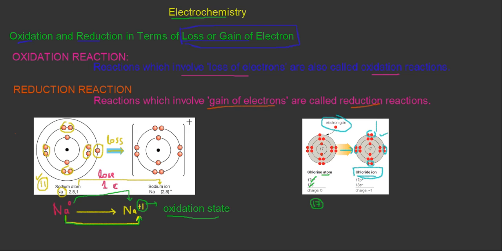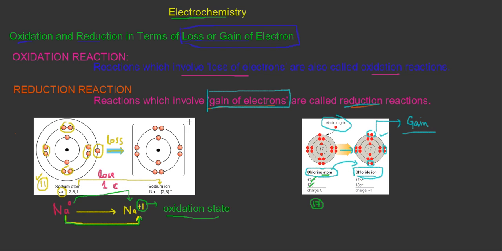So it means this chlorine atom has gained an electron. As you can see from the definition, a reaction which involves gain of electrons is called a reduction reaction. So those chemical reactions which involve gain of electrons are known as reduction reactions. So it means the chlorine atom is being reduced to chloride ion. Chlorine atom is converted into what? It is converted into chloride ion.